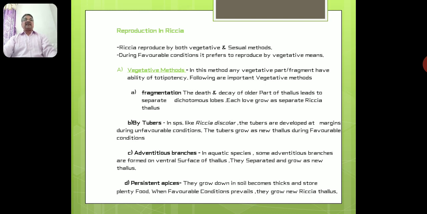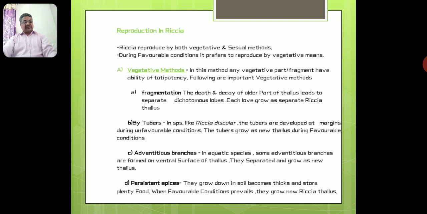When a fragment of the organ, a single cell or a tissue is cut off, naturally or due to some accident, that cut part is able to develop a new entire plant, which we call totipotency. So the vegetative method is based on the totipotency capability of the plant cells. The first vegetative method is fragmentation.